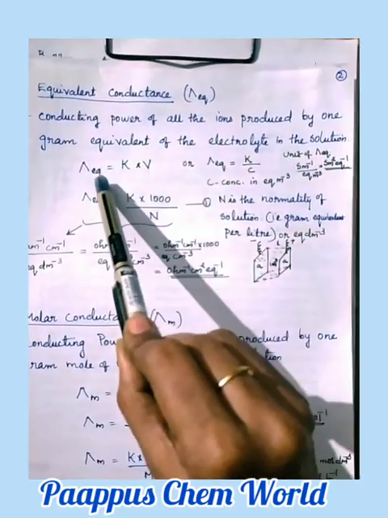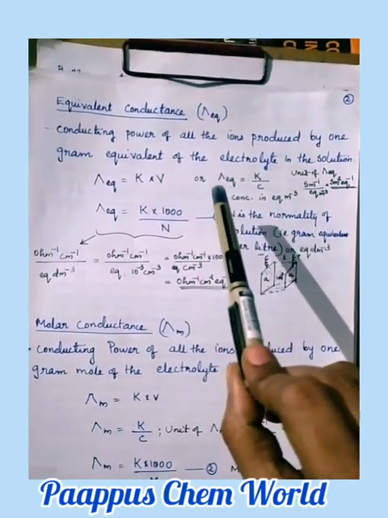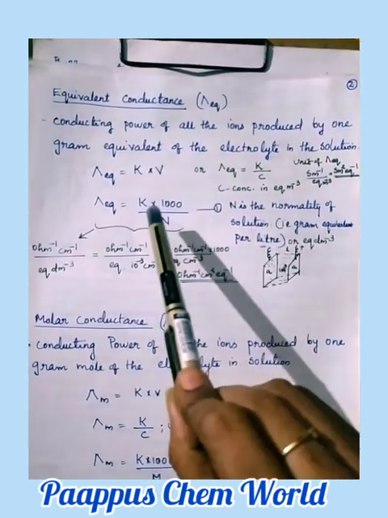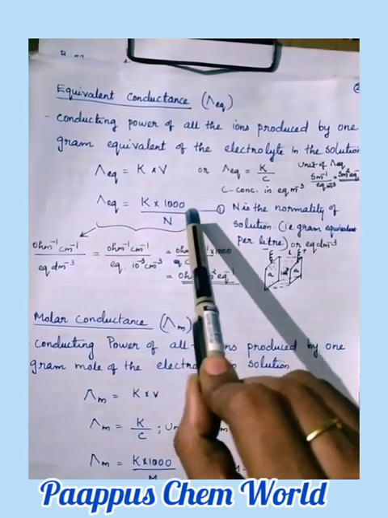Or this equation can be represented in many other forms. Another one is lambda equivalent is equal to K by C, and another expression is lambda equivalent is equal to K into 1000 by N.